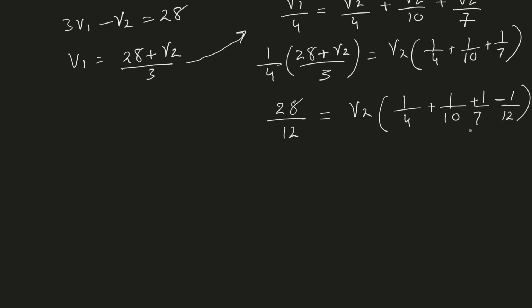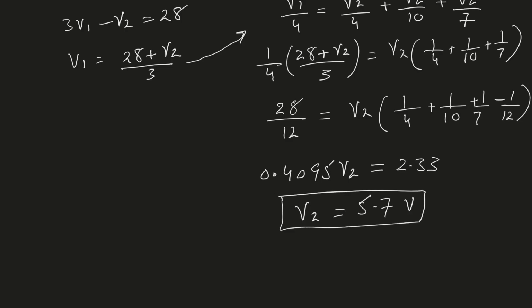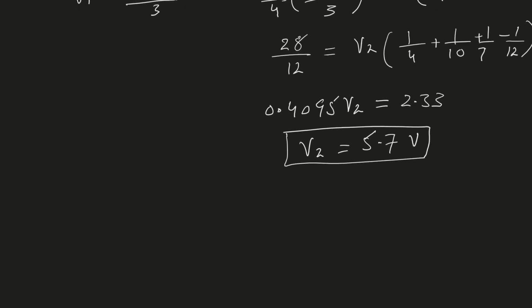Solving all these terms in the parentheses will give me 0.4095. 0.4095 V2 equals 28 divided by 12, which is 2.33. Therefore, V2 is equal to 5.7 volt. So we found V2 to be 5.7 volt.